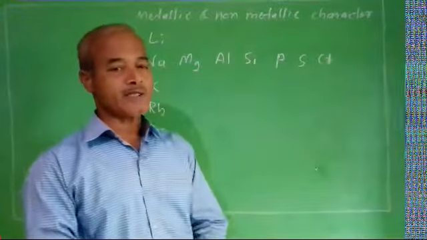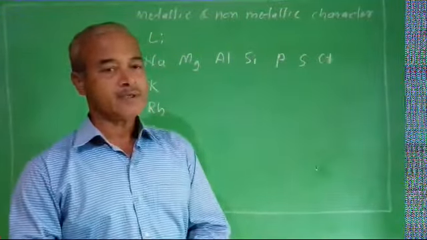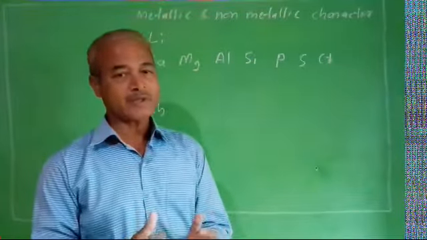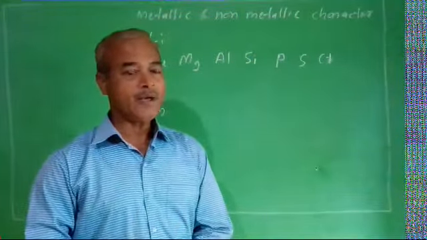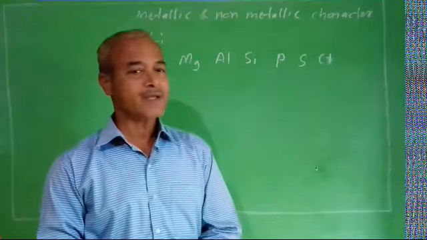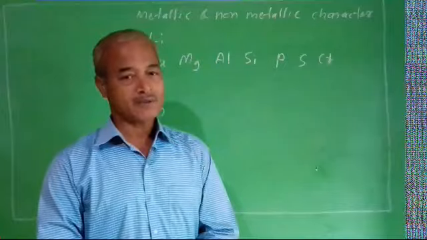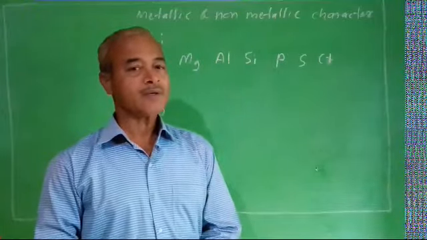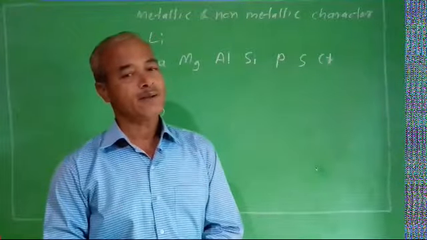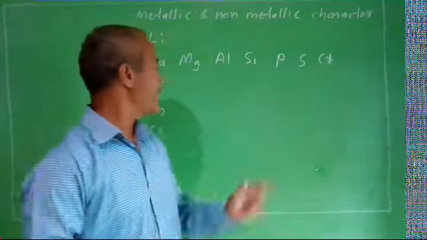Magnesium has two valence electrons. The size of magnesium atom is slightly less than sodium, so it cannot lose these two electrons as easily as sodium does. So magnesium is slightly less metallic than sodium.